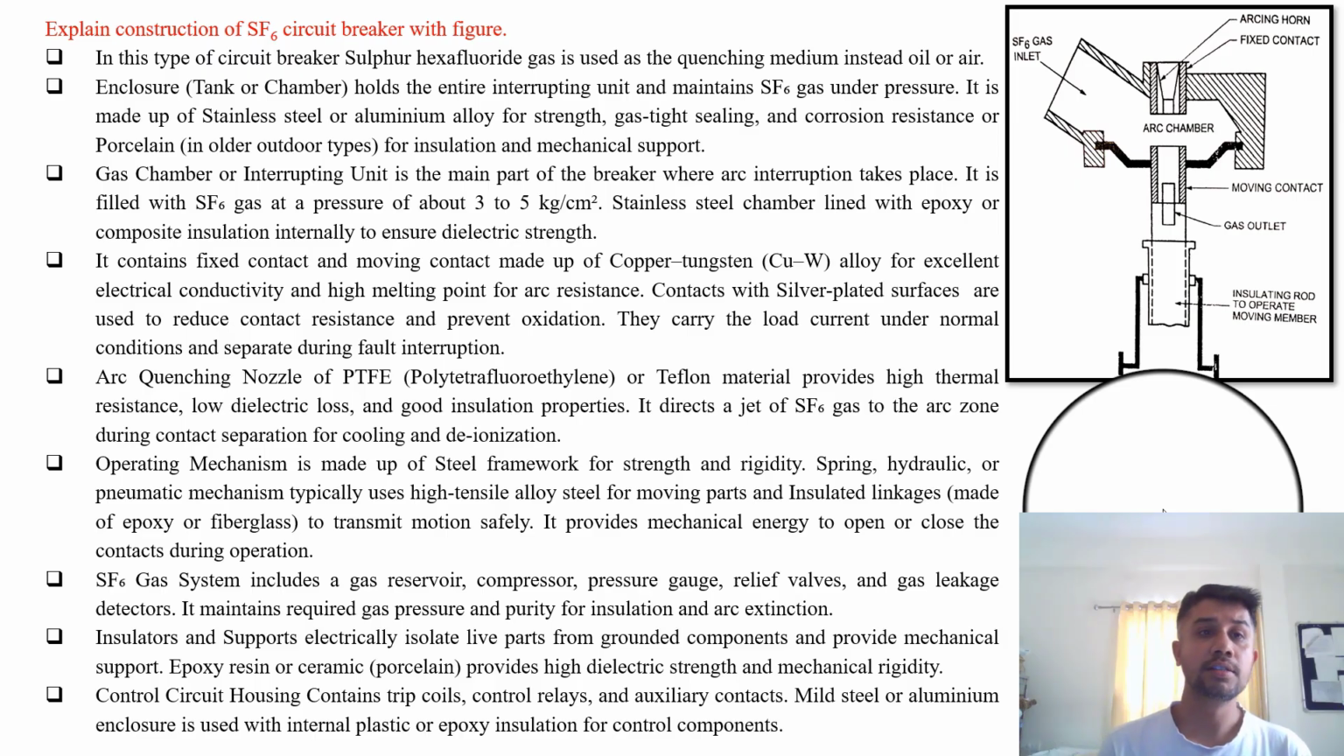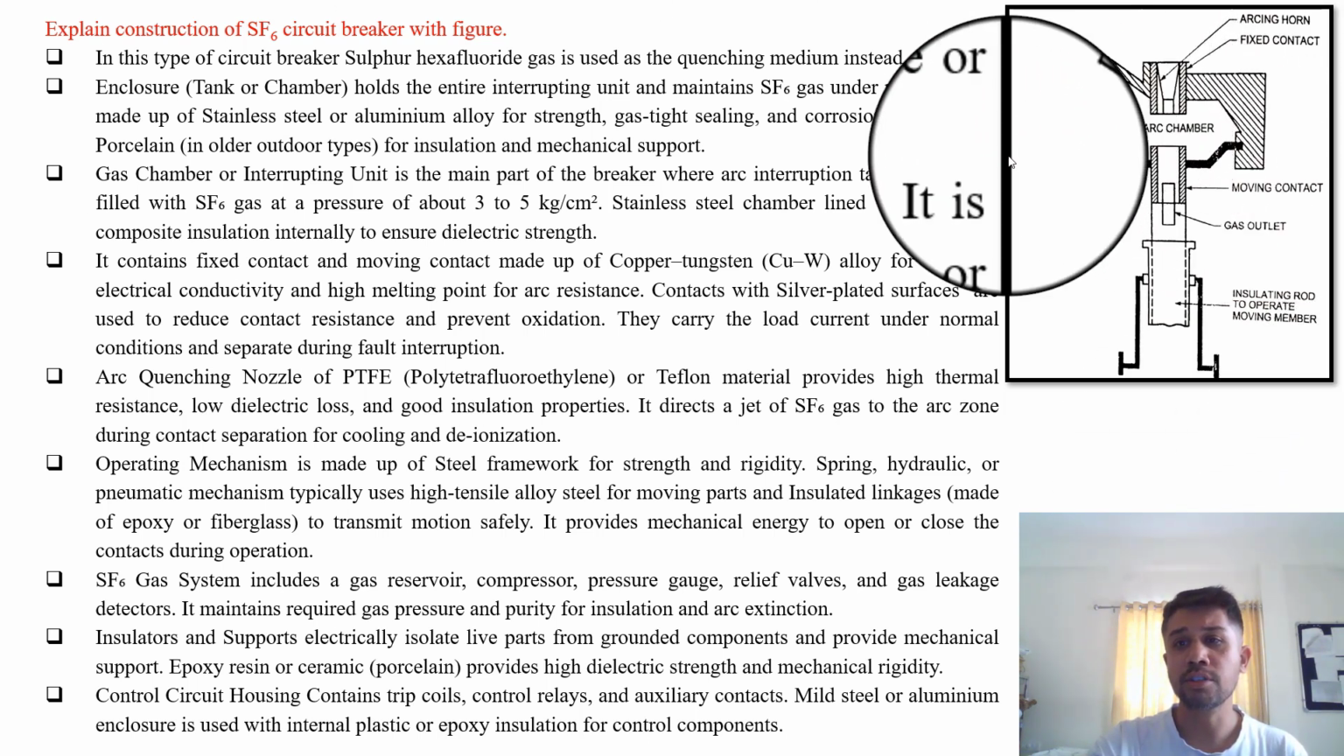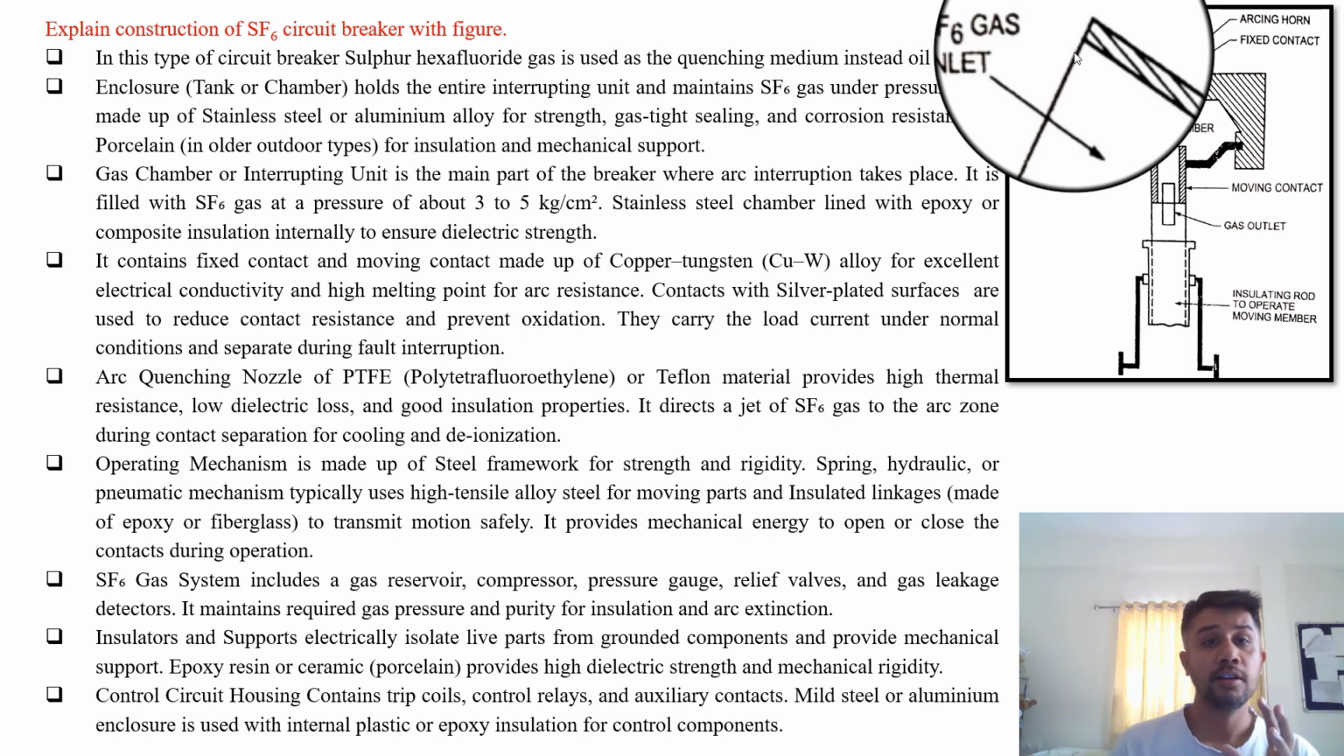Explain construction of SF6 circuit breaker with figure. So in this type of circuit breaker, sulfur hexafluoride gas is used as the quenching medium instead of oil or air. The enclosure, that is tank or the chamber, holds the entire interrupting unit and maintains SF6 gas under the pressure.